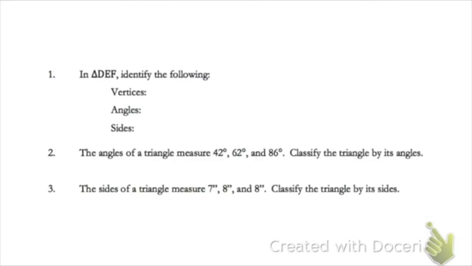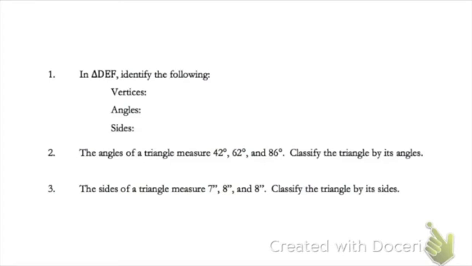This is the video for Study Guide Unit 5A, Problems 1 through 10. On problem 1, it says in triangle DEF, identify the following: the vertices, the angles, and the sides.